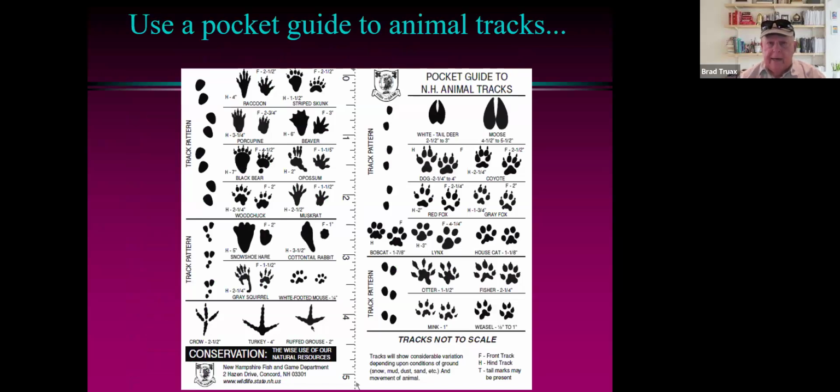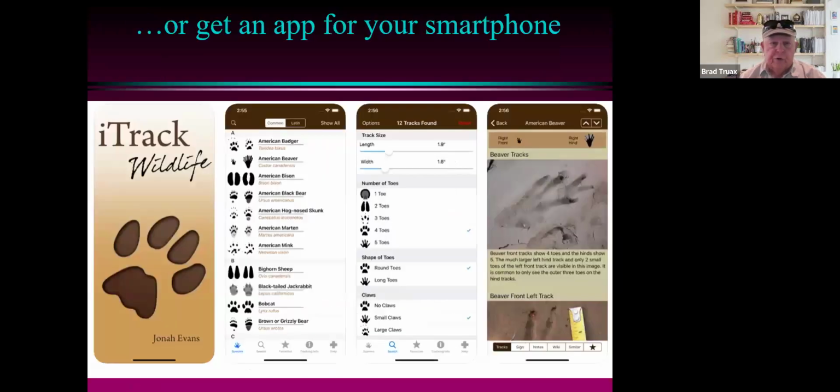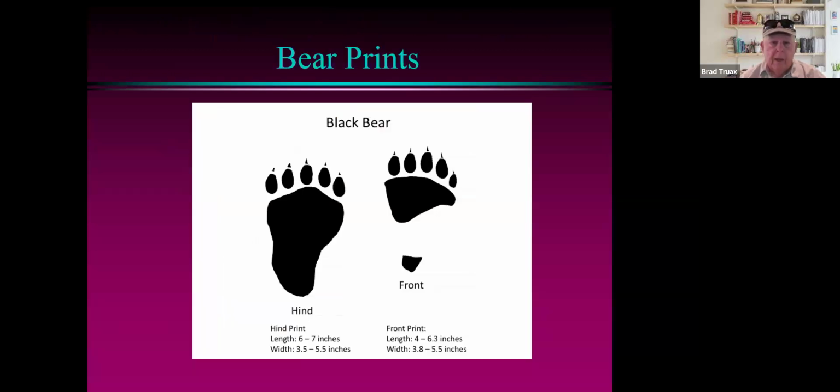Use a pocket guide to help you identify those animal tracks. This is simply the New Hampshire Pocket Guide to New Hampshire Animal Tracks. You can download this online. You can print it out and fold it, put it in your pocket. This is the one for Massachusetts. Or you can get an app for your smartphone. One of the apps that I like to use is called iTrack Wildlife. Simply download it to your iPhone or to your Android phone.